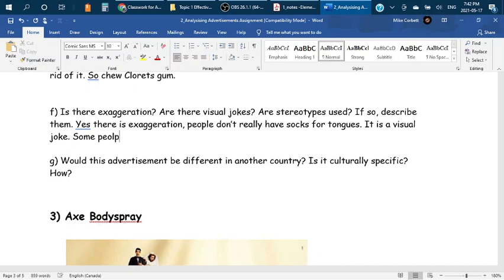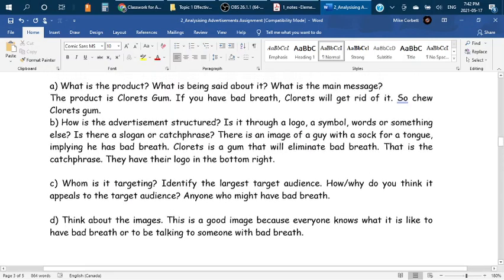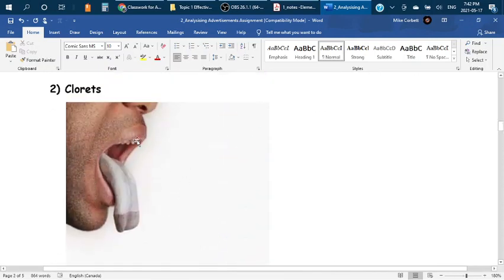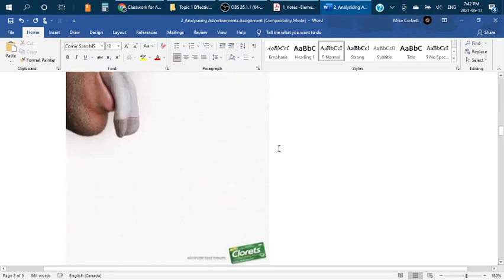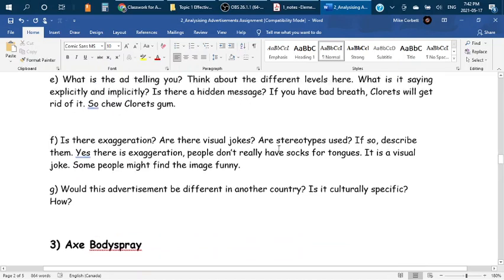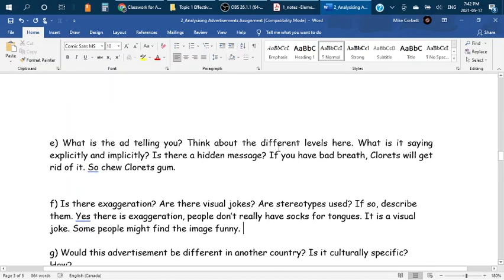Some people might find the image funny. Is it a stereotype? Well, no, I don't think it's a stereotype. I know that the image is a picture of a man, but I think it's supposed to get the point across. The reason we're not seeing their whole face and just focusing mostly on the mouth is just because every single person out there has a mouth and every single person has bad breath, so it's not so much a stereotype, but it is definitely an exaggeration and there is definitely a visual joke here.